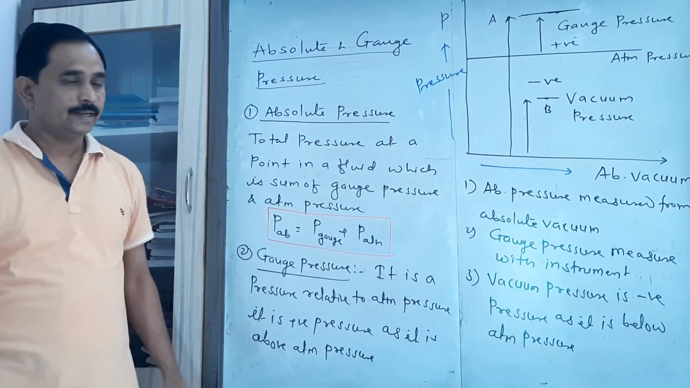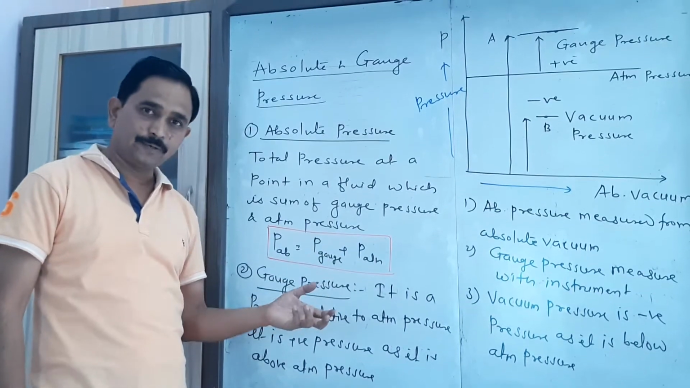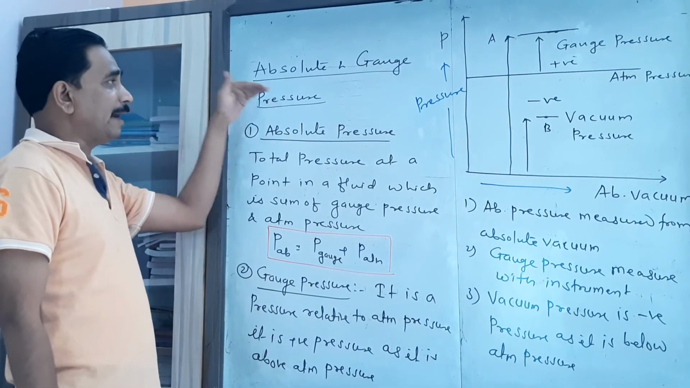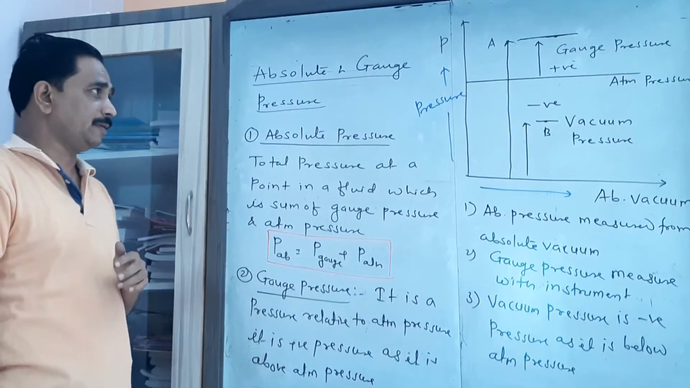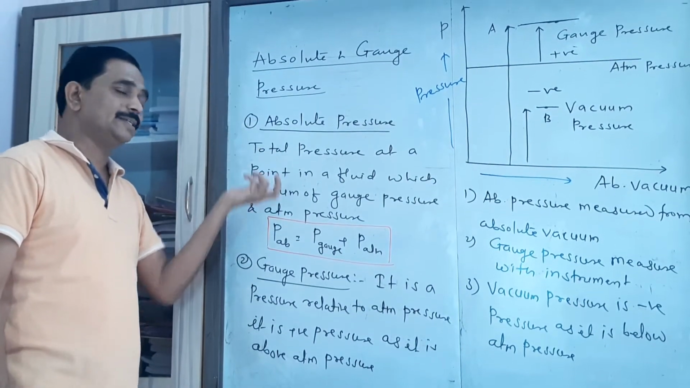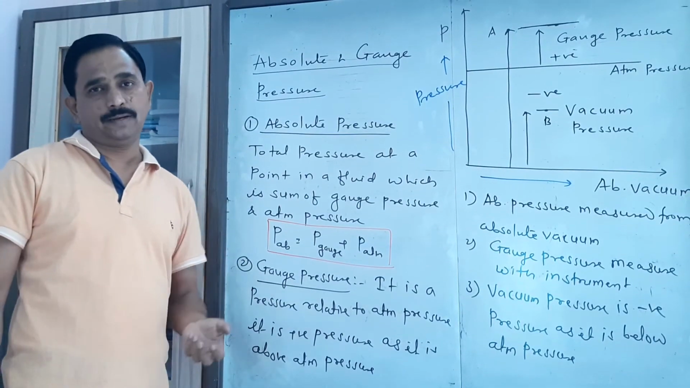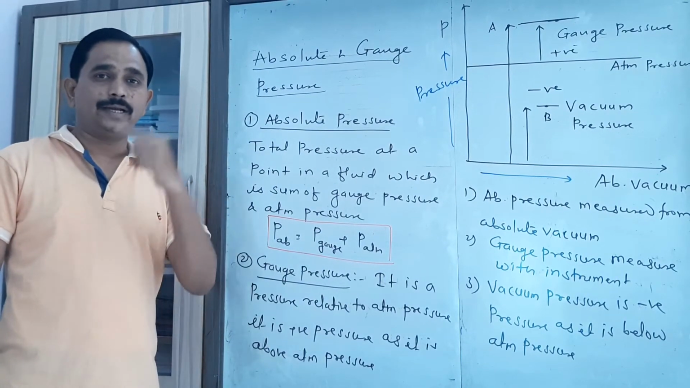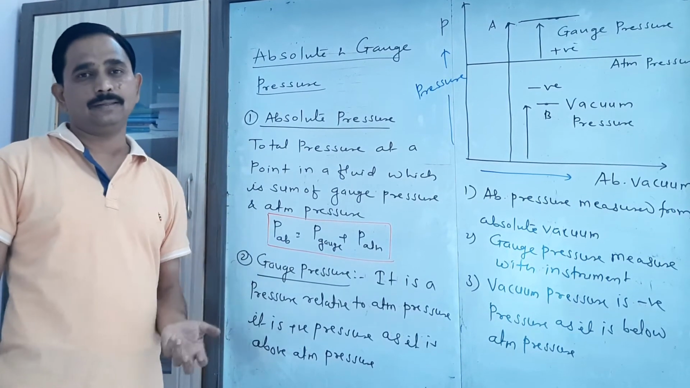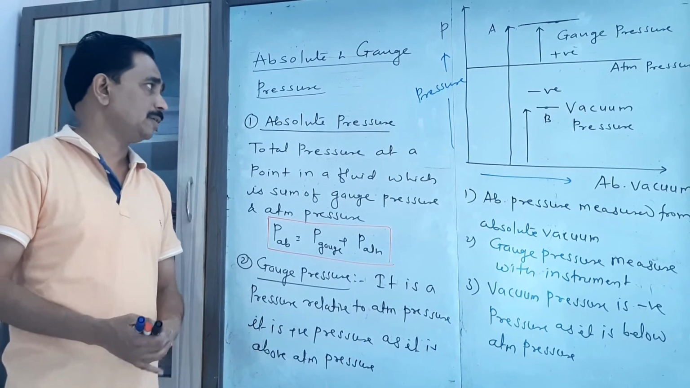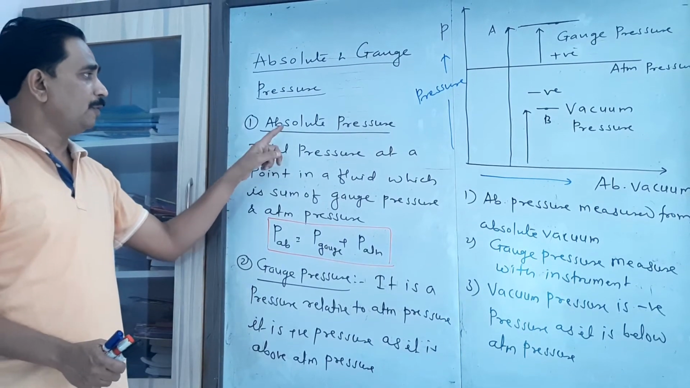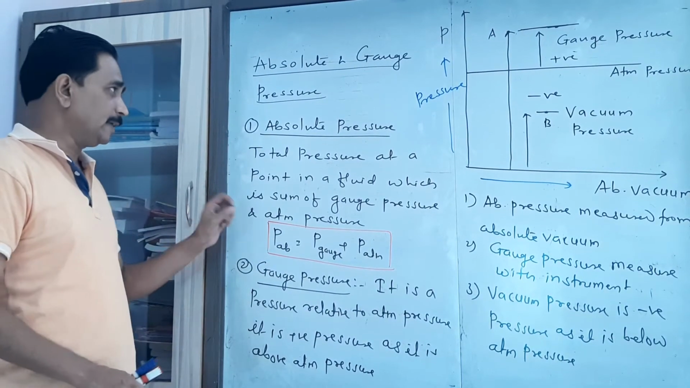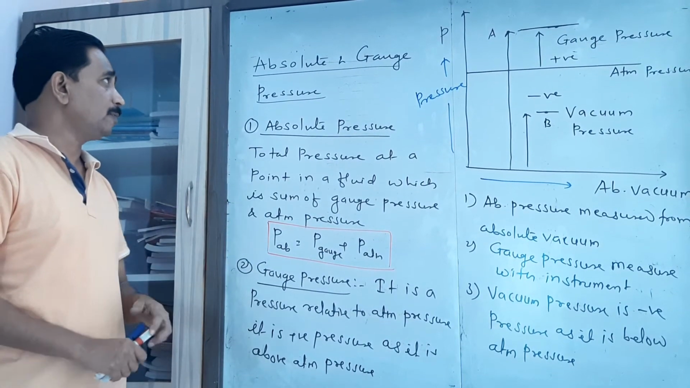Now after considering what we mean by atmospheric pressure, we have to consider two types of pressure, that is the absolute pressure and gauge pressure. First of all, we have seen what we mean by atmospheric pressure. That is the pressure exerted by different layers of the atmosphere present around Earth. Now here we have to consider what we mean by absolute pressure and what we mean by gauge pressure. So let us consider absolute pressure.